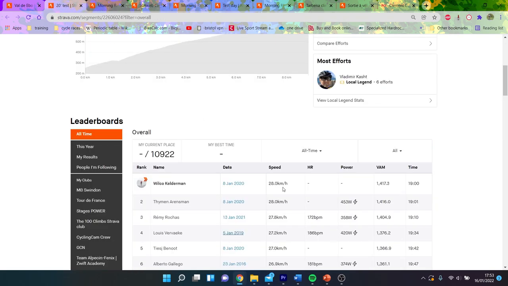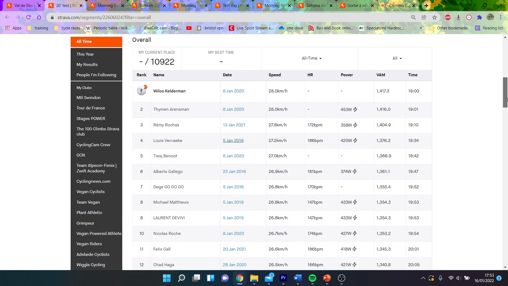This is often where Sunweb do their testing. So you can see Wilco Kelderman, Tim Naesen, Rémy Rochas, and if you saw my last video, I rate him really highly, Louis Vervaeke. You can see all the rest of these boys as well, and what numbers they do. Nicolas Roche said the best power he ever did was 460 watts for 20 minutes, which is just crazy.